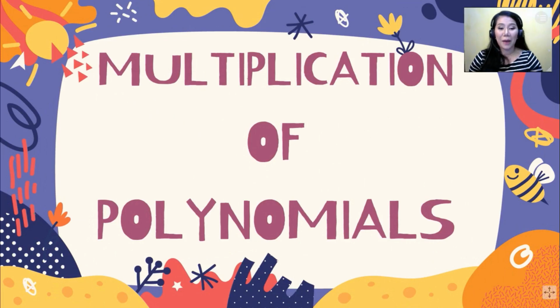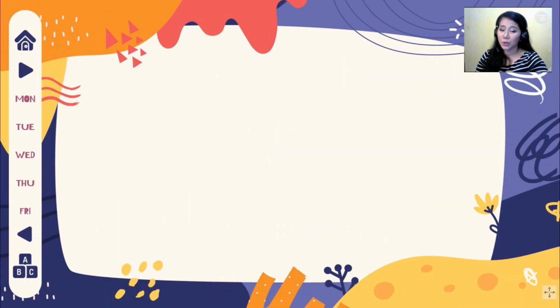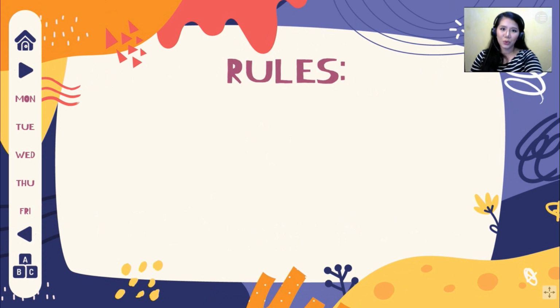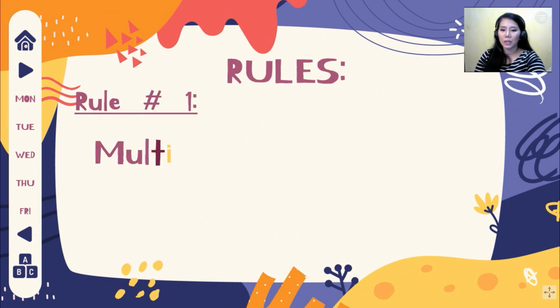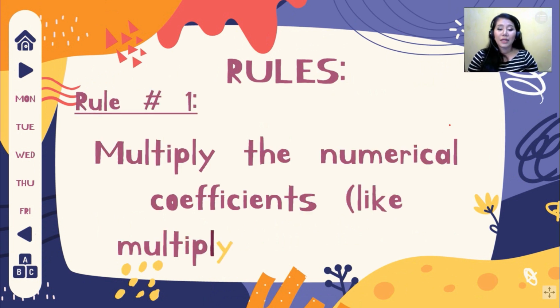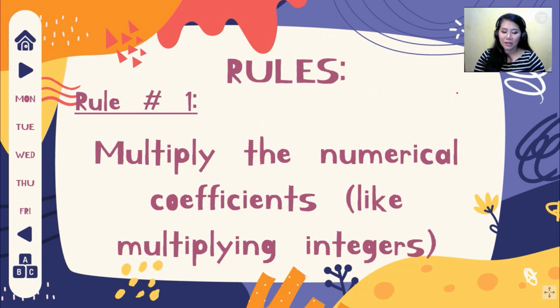Okay, so last time I already discussed to you addition, subtraction, and multiplication. Addition and subtraction of polynomials, and for today we're going to have all about, as you can see flashed on your screen, multiplication of polynomials. Okay, so how do you multiply polynomials? These are the rules. Rule number one, multiply the numerical coefficients like multiplying integers.